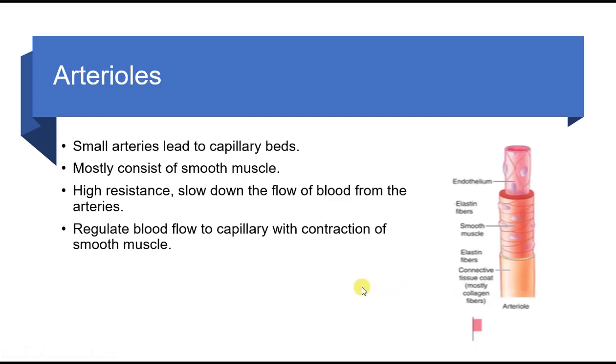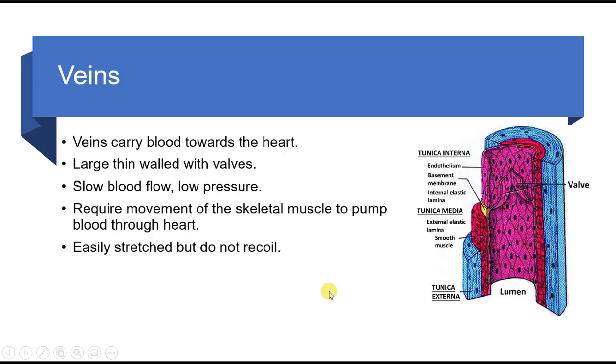So we have talked about arteries and arterioles, and I want to talk a little bit about the third type of blood vessels, which are veins. Veins are generally the blood vessels which carry blood towards the heart. If we look at the structure of veins, veins consist of the same layers as other blood vessels, but there are a few differences that I would like to point out.